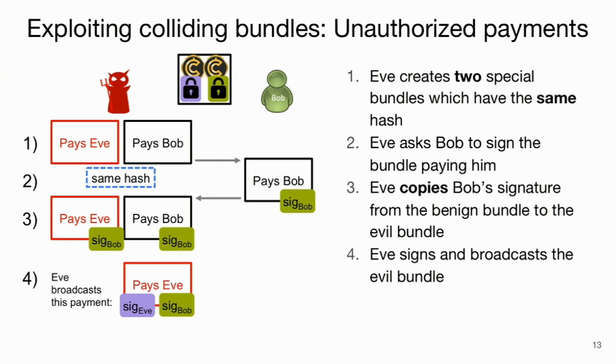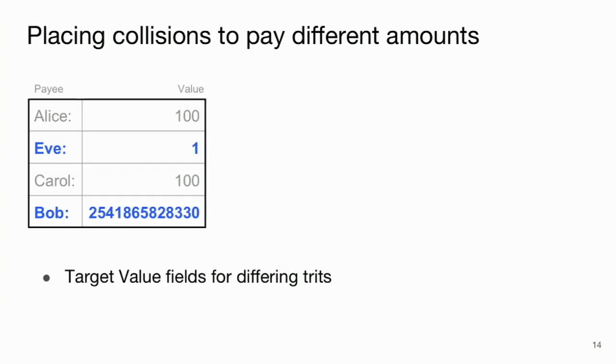Then Eve signs the bundle and broadcasts it, and what ends up happening is that a transaction is broadcast to the network that Bob never saw or authorized. Okay.